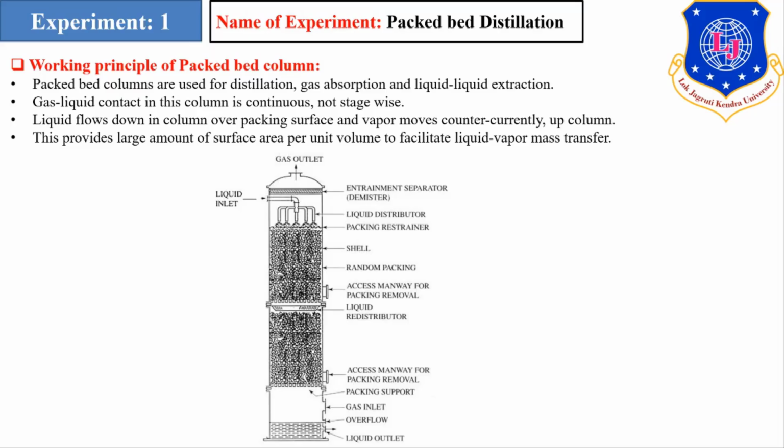So as you can see in this figure, the packed bed column is used for distillation, gas absorption or liquid extraction purposes. In this column, the gas and liquid are contacted in a continuous manner and not stage-wise like a tray tower. The liquid flows down in a column over a packing surface, and the vapor will move countercurrently upward while the liquid flows downward via the packings. Through the packed bed column, a large amount of surface area per unit volume is available for the mass transfer between the liquid and the vapor.